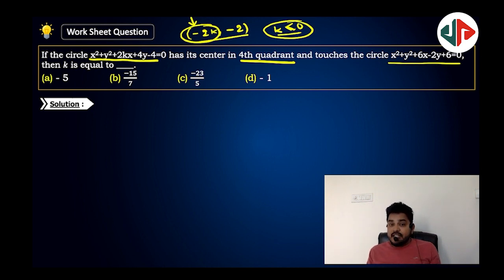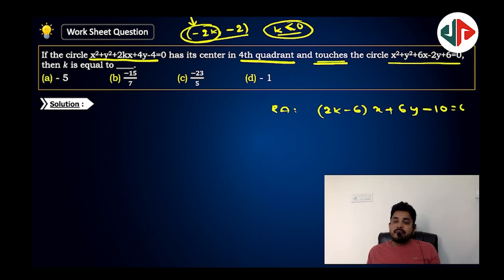When they haven't mentioned touching internally or externally, go for the radical axis. So what is the radical axis? (2k minus 6)x plus 4y minus (minus 6y minus 4 minus 6 minus 10) equals 0, or (k minus 3)x plus 3y minus 5 equals 0. This should be the common tangent. So what is the center? Minus 3 comma 1. And what is the radius? Root over 9 plus 1 minus 6, so the radius is 2.